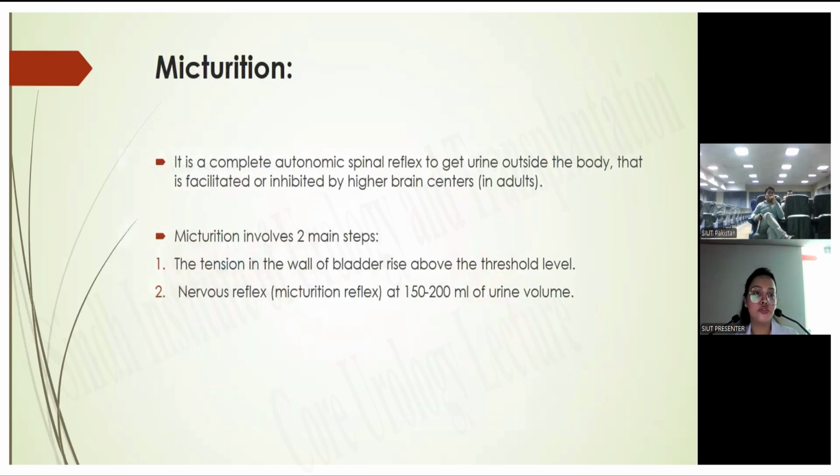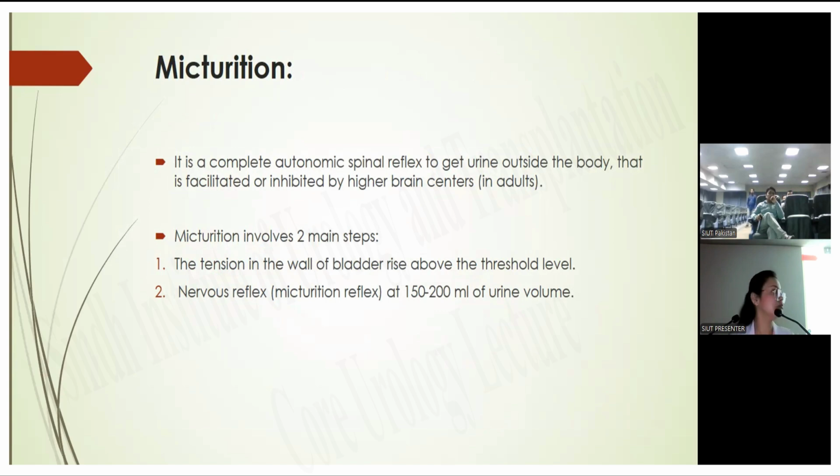A short discussion of the micturition reflex. It is a complete autonomic spinal reflex to get urine outside the body that is facilitated or inhibited by higher brain centers in adults. Micturition involves two main steps. Number one is a tension in the wall of the bladder, which rises above the threshold level, and a nervous reflex at 150 to 200 ml of urine volume.